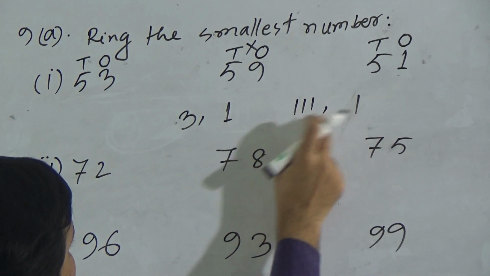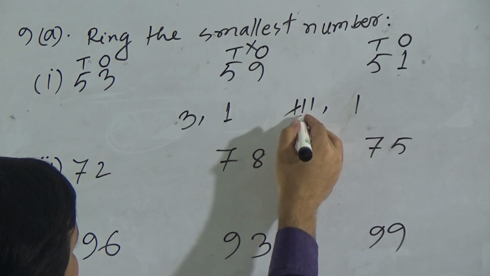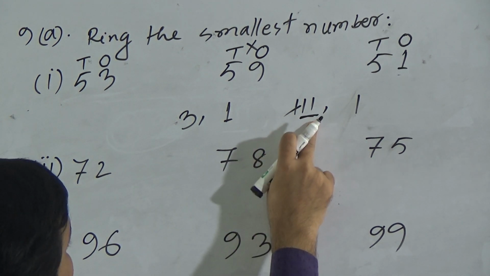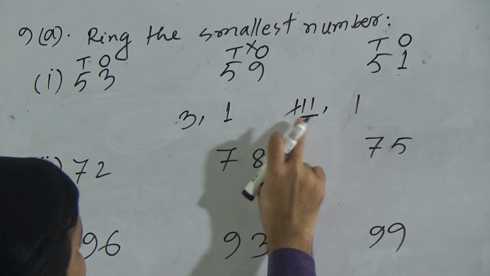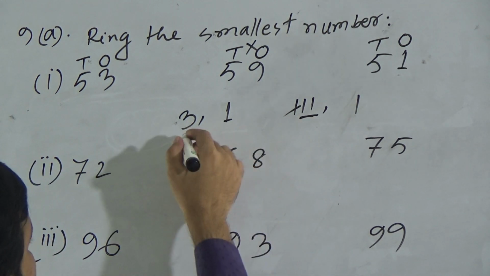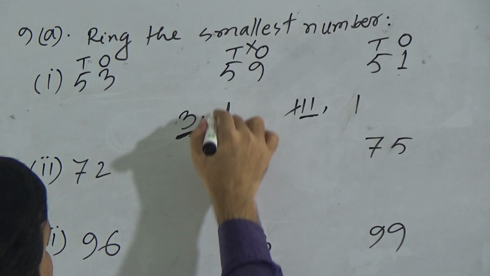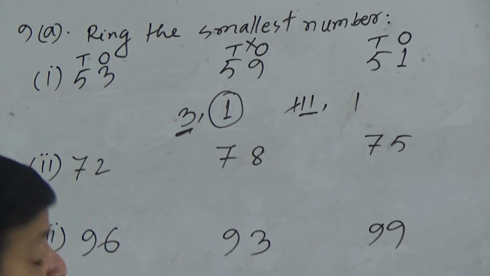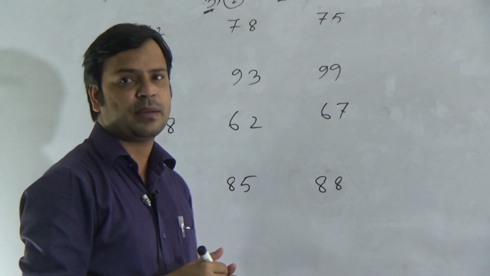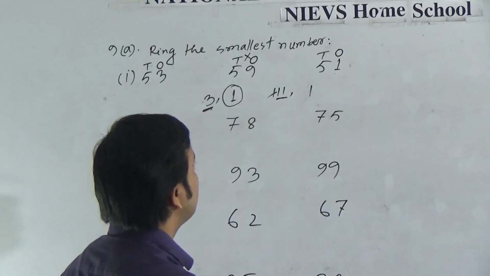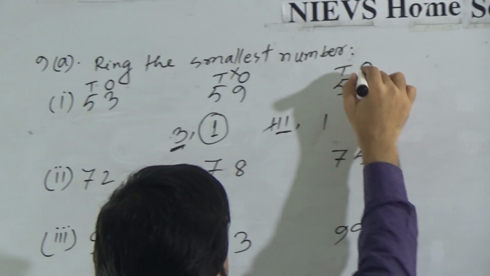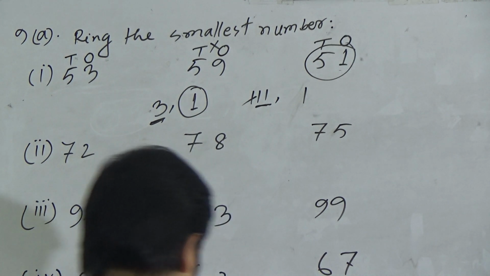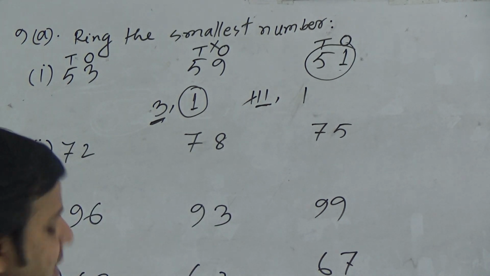As here are 3 sticks, here 1, so we can take 1 from here. Now, 2 sticks are left here. It means that 3 is larger than 1. So, we can say 1 is the smallest number. It means that the number containing 1 in the 1's place is the smallest number among these 3 numbers. So, we can circle 51. 51 is the smallest number among these 3 numbers.